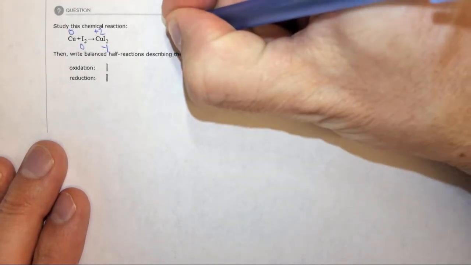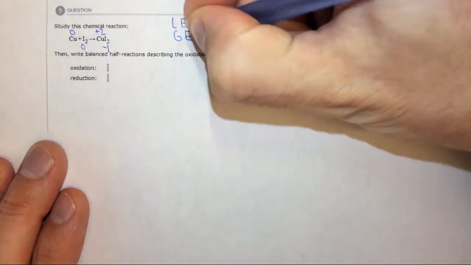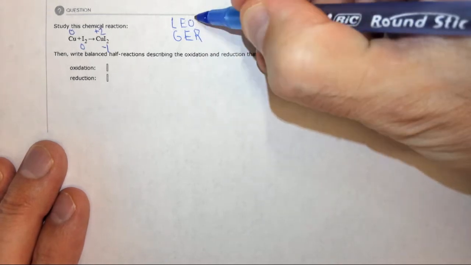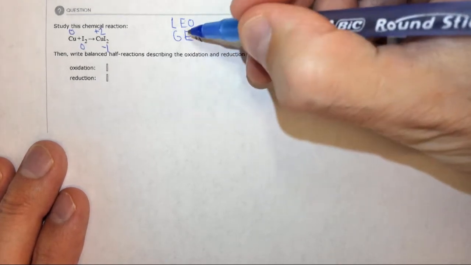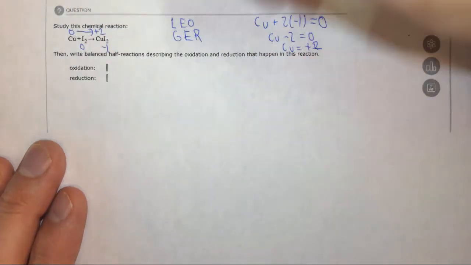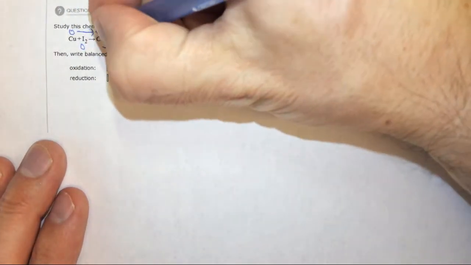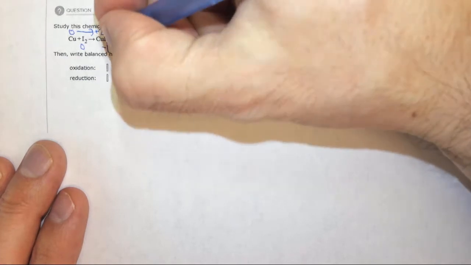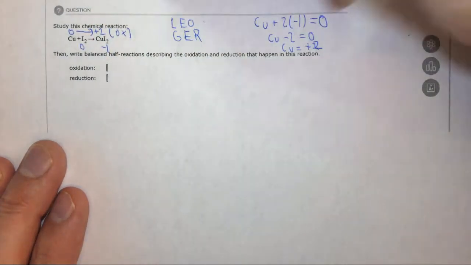Remember your mnemonic device. Leo, the lion, says grr. So losing electrons is oxidation. Gaining electrons is reduction. Well, if something goes from an oxidation state of 0 to an oxidation state of plus 2, it has lost electrons. So this is oxidation. In this case, iodine has gone from 0 to -1, so it has gained electrons. So in this case, it's reduction.